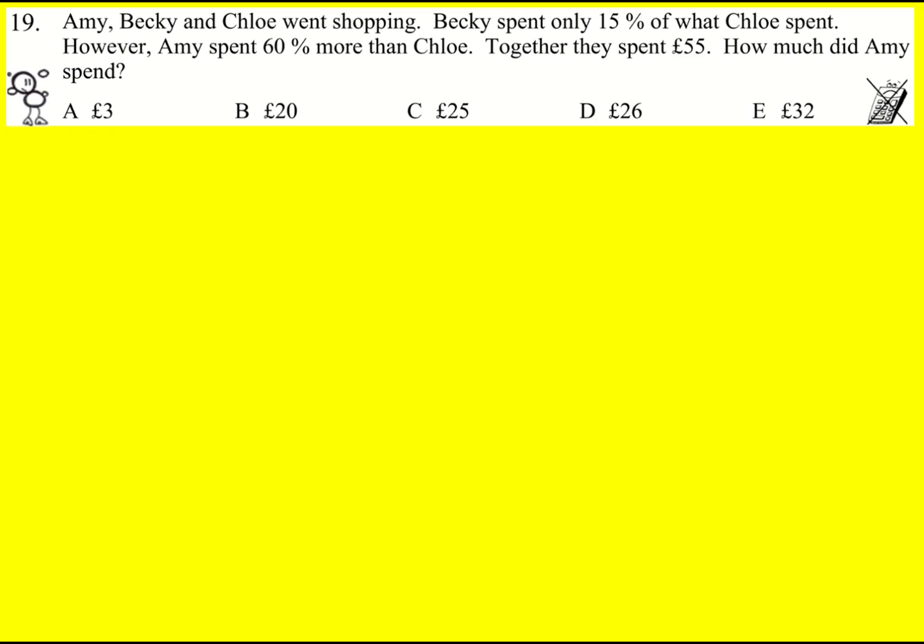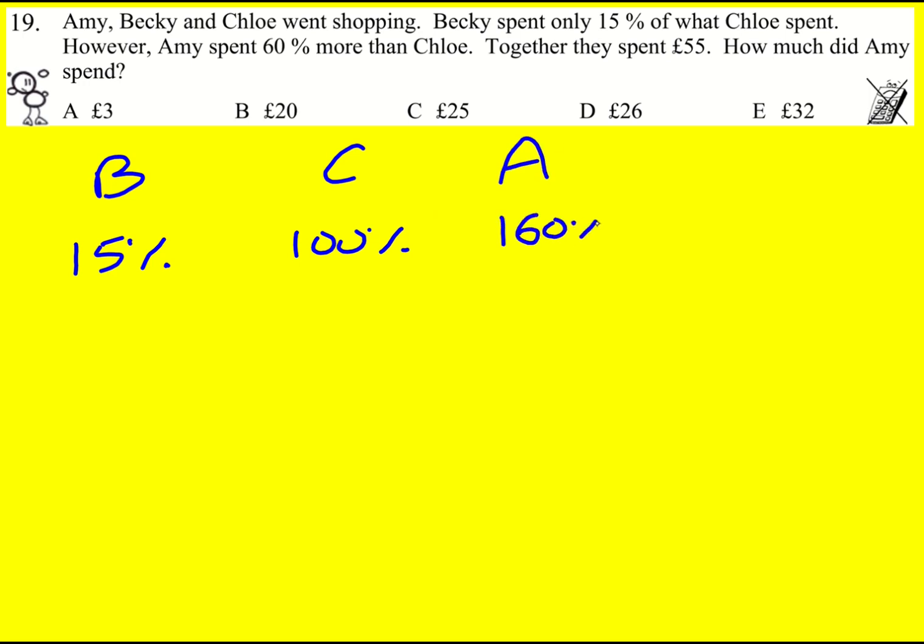I kept things to percentages in this question. So if Becky spent only 15% of what Chloe spent, then let's say Becky spent 15% of Chloe's amount, and Chloe would have spent 100%. Then if Amy spent 60% more than Chloe, this is why this is quite useful, because 60% more than 100% is just 160%. It gets a bit tougher if it's 60% more than 50%, say. You don't then add them together, but you do if it's 100%.